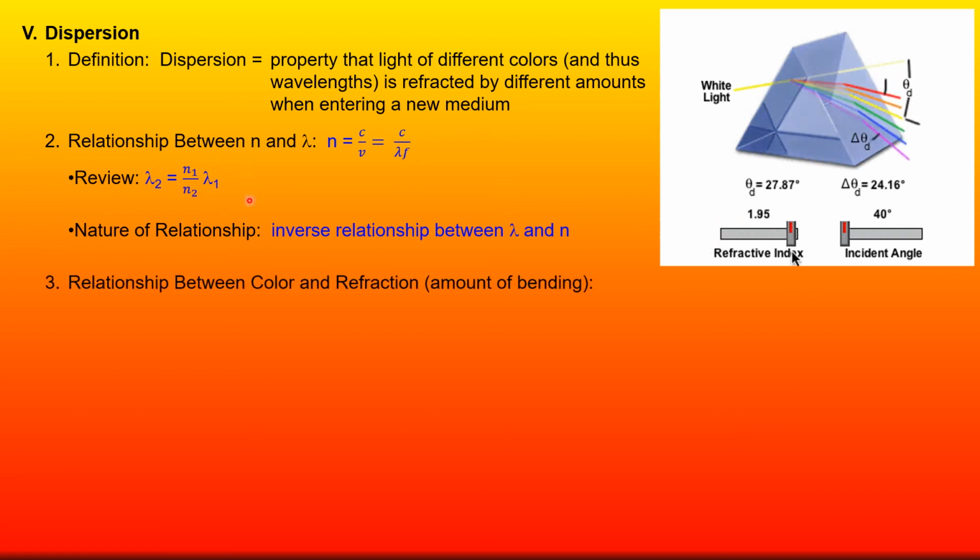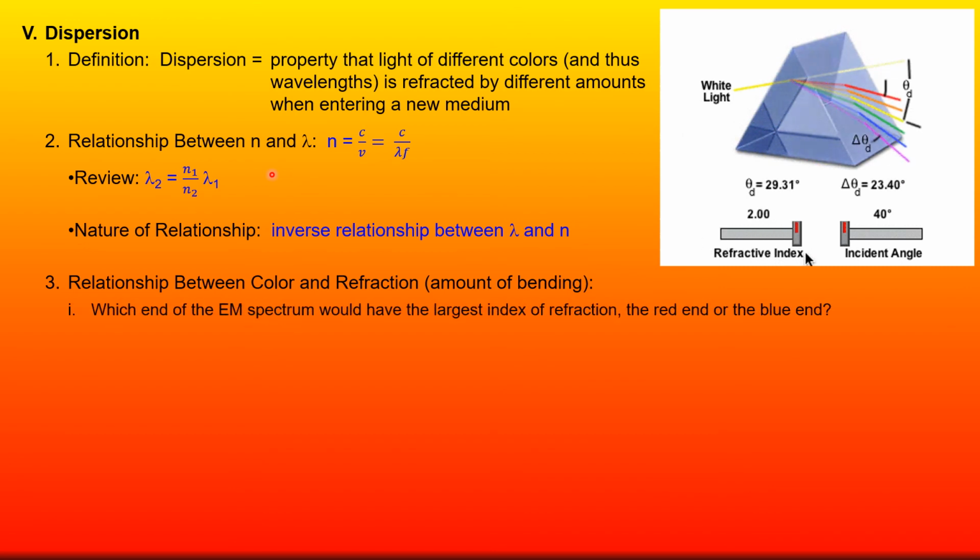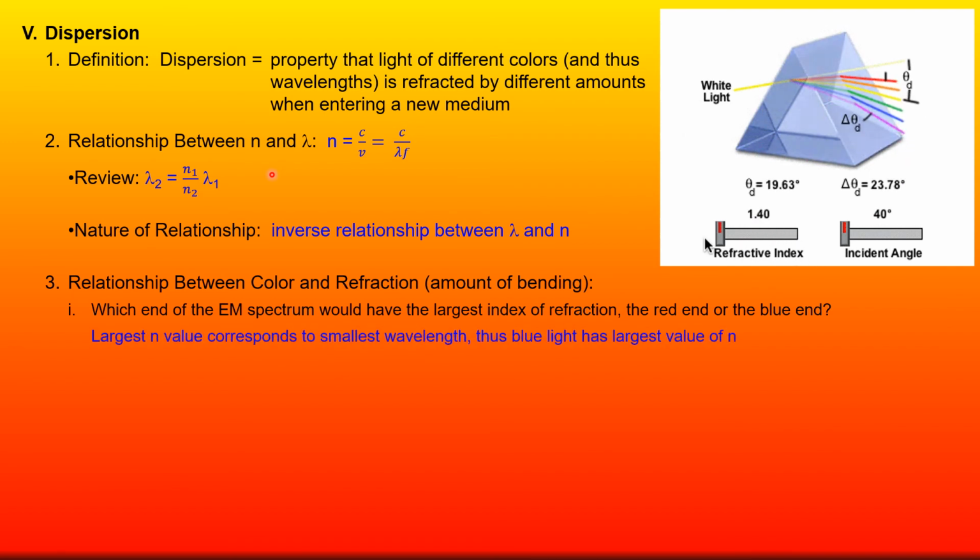So considering this, let's take a look at the relationship between the color of light and the refraction, the amount of bending. Which end of the electromagnetic spectrum would have the largest index of refraction, the red end or the blue end? Using what we know about the chronology of the electromagnetic spectrum and the definition of the index of refraction, the largest n value would correspond to the smallest wavelength. Thus blue light, or violet light really, at one end of the electromagnetic spectrum has the smallest wavelength and would have the largest value of n.